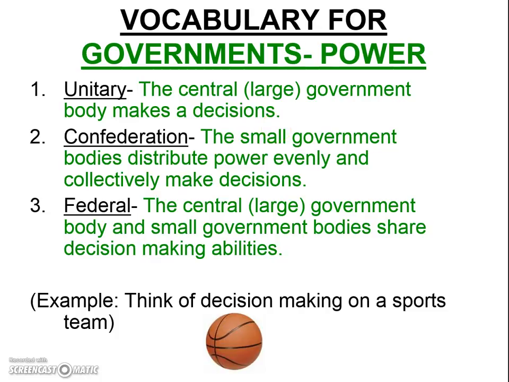So a confederation basically is the players making all of the decisions about what goes on during the game. Now, a good combination would be a federal power structure. This would be the coaches and the players talking about the types of decisions that they want to make for their sports teams. Think of the federal as kind of like a compromise between unitary and confederation.